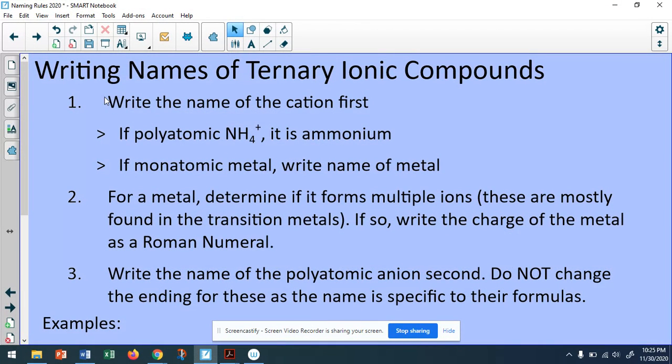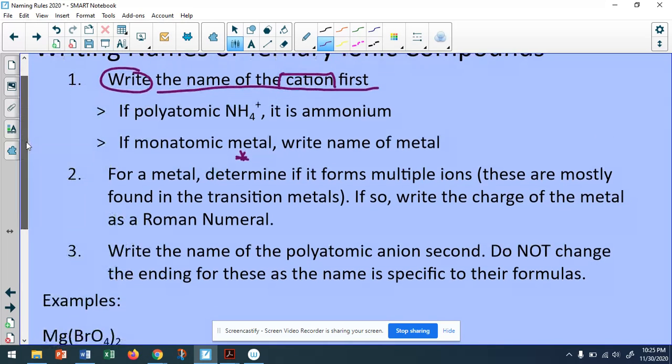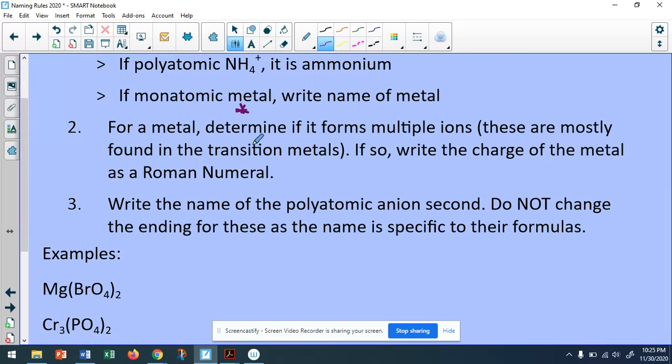So we're still going to write the name of the cation first, and like 90% of the time, that's going to be a metal. So remember, cations are the positive ions. 90% of the time, it's going to be a metal. The only time it's not is if you're going to have this molecule particle called NH4, which is ammonium. Then we would just write ammonium first. If the metal has multiple ions, remember that we need to put the charge as a Roman numeral. That will require you to determine the charge as we've done before.